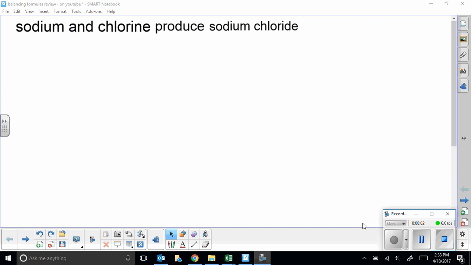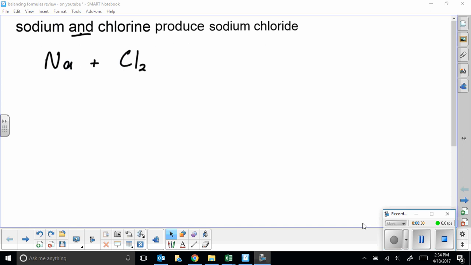Okay, we're going to take a look here at writing and balancing equations for each of the four reaction types. This first one, we're going to look at sodium and chlorine and how they produce sodium chloride. So sodium is Na, and the plus sign. Chlorine, remember, is a diatomic molecule. Very important to remember that. If it's all alone, there will be two of them like that.